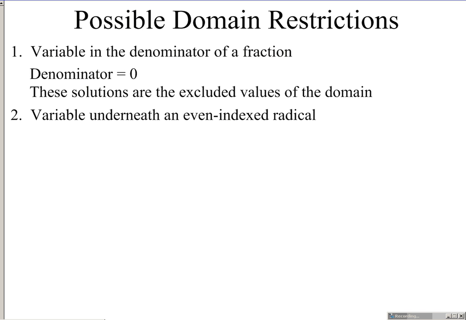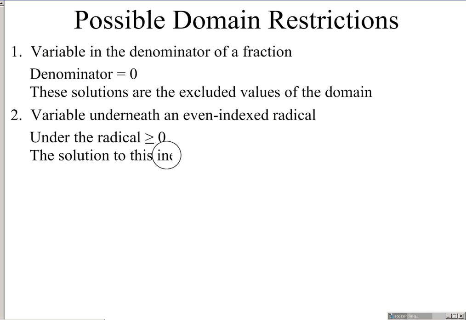A variable underneath an even indexed radical can cause an issue because we cannot take the square root, or any even indexed radical, of a negative number. So we take what's underneath the radical. Since it cannot be negative, it must be greater than or equal to 0. The solution to that inequality tells us exactly what the domain is. Those are the only values that x can be in that relation.